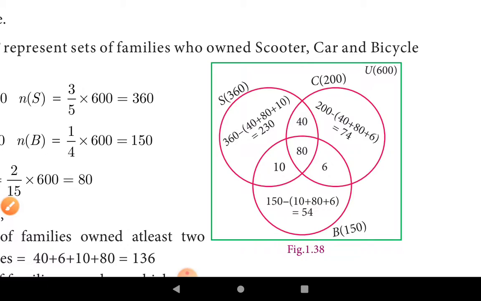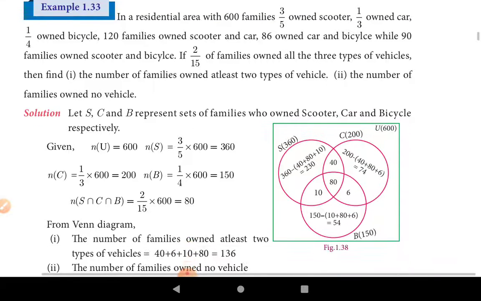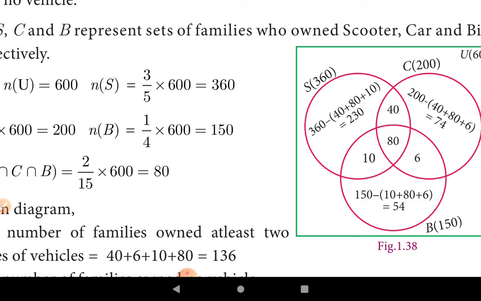Now let us calculate how many people are using each type of transport. In the question itself they have given 3 by 5 owned a scooter. So what you have to do is simplify this 3 by 5 with 600 so that you will get the remaining. Let us name scooter as S, car as C and bicycle as B, since we have to represent each with a single alphabet in the Venn diagram. Now, number of U is equal to 600, and number of S: 3 by 5 of families use scooter, so we calculate in this way.